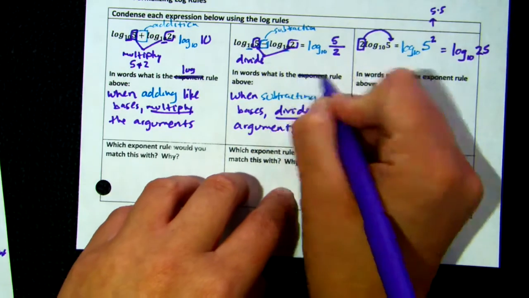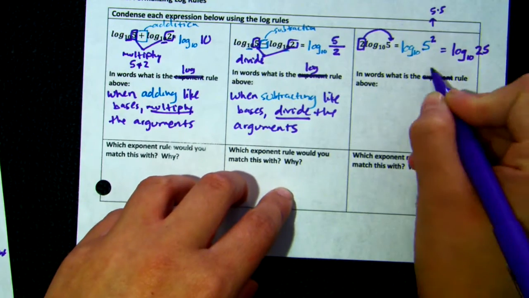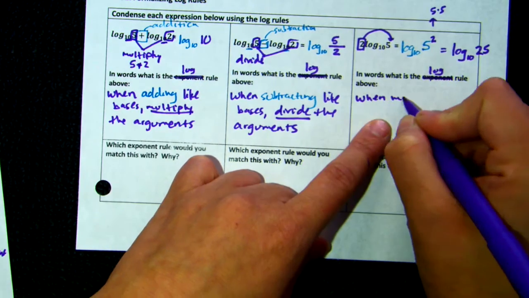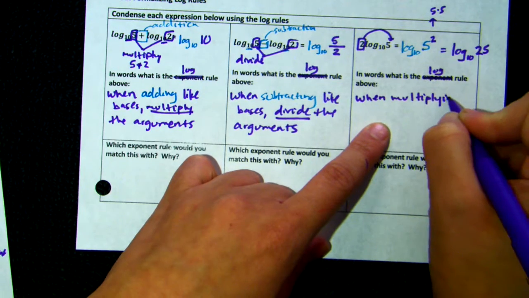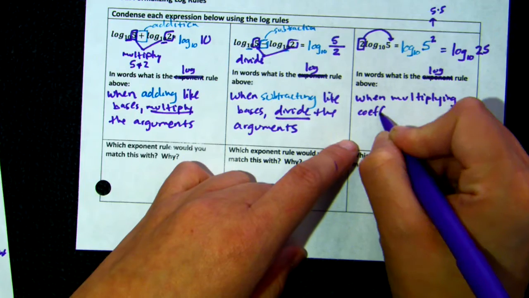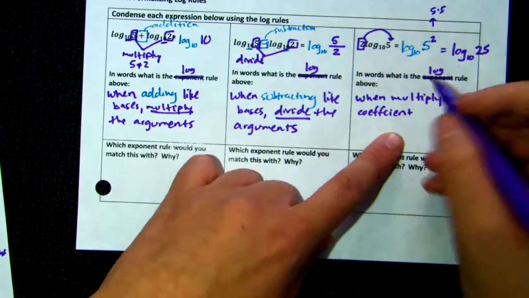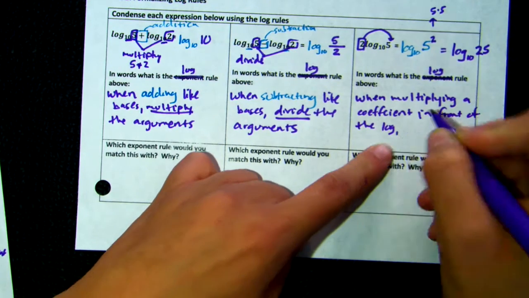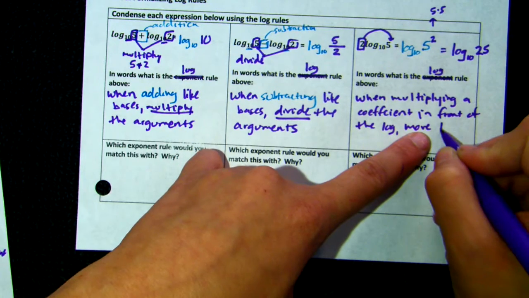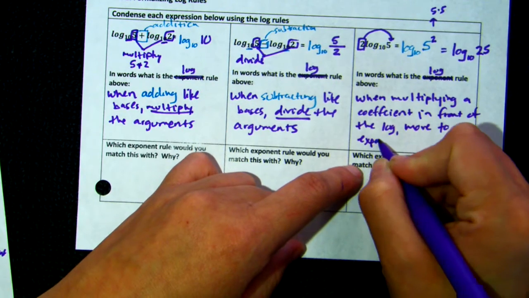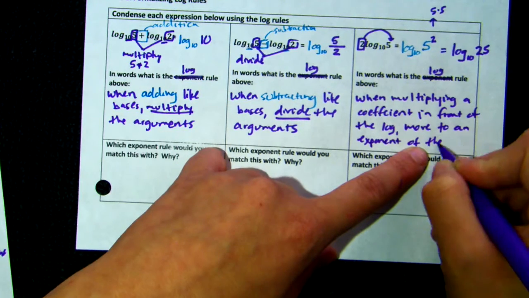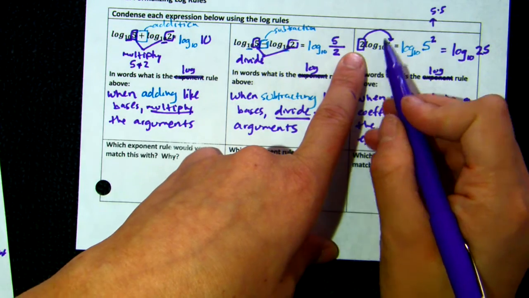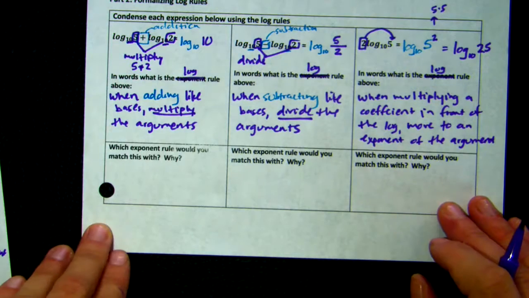So our rule here, again, these are all supposed to say log rules because you know I can't do anything right. The rule in words is when multiplying a coefficient, in this case 2, in front of the log, move to an exponent of the argument. Okay, so that 2 is being multiplied in front. It became an exponent of 2 on the 5.